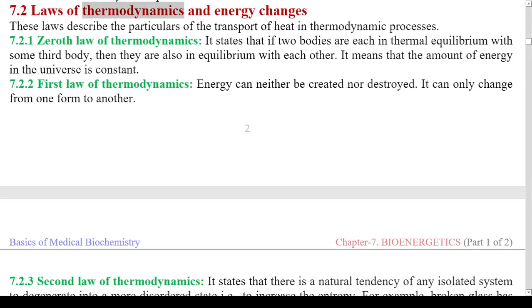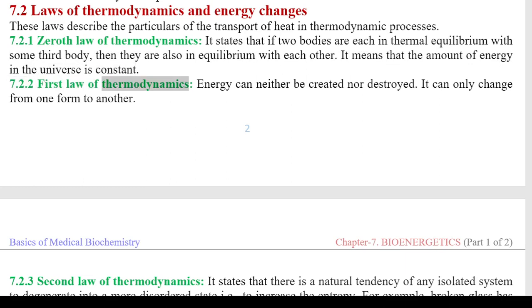7.2 Laws of Thermodynamics and Energy Changes. These laws describe the particulars of the transport of heat in thermodynamic processes. 7.2.1 Zeroth Law of Thermodynamics. It states that if two bodies are each in thermal equilibrium with some third body, then they are also in equilibrium with each other. It means that the amount of energy in the universe is constant.